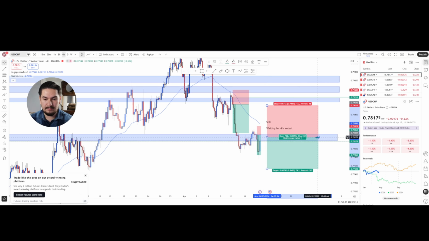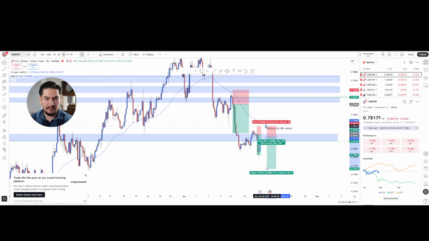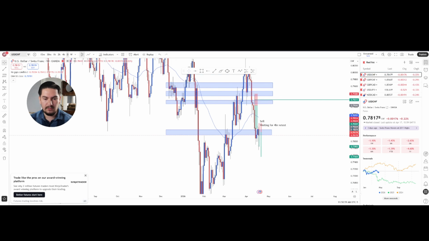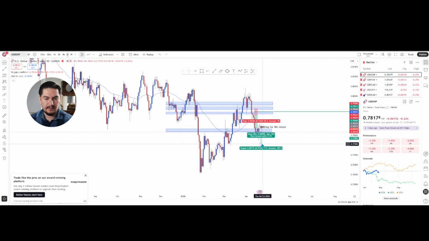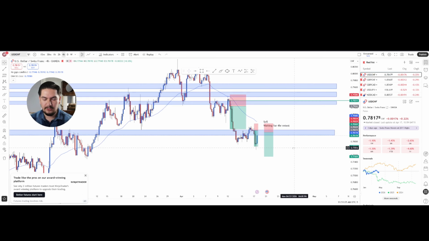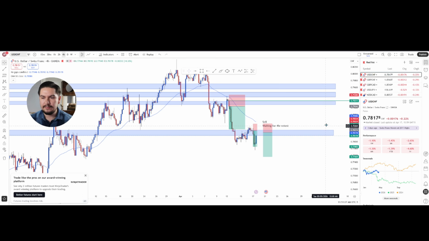Possibly the same position. Stop loss probably within the same area as this one. Take profit could be the same, maybe a little bit further. I believe it will make it to a 1 to 3, 1 to 4. We'll just have to see what happens. So that's the first trade I'm looking for.